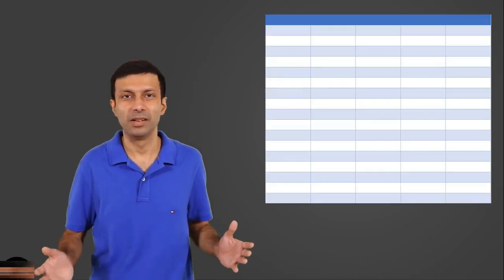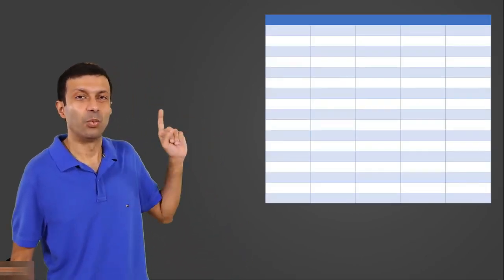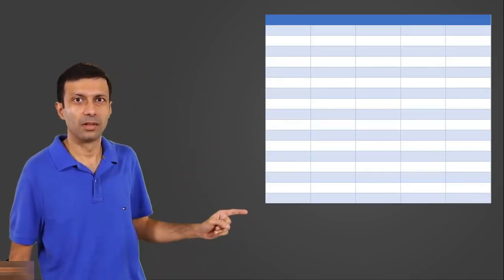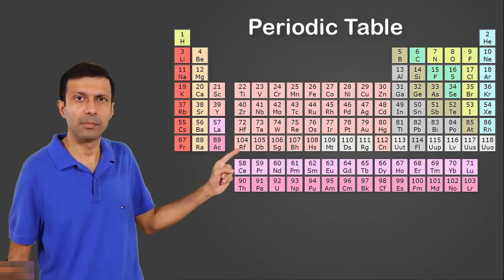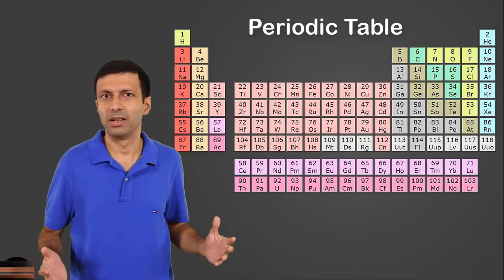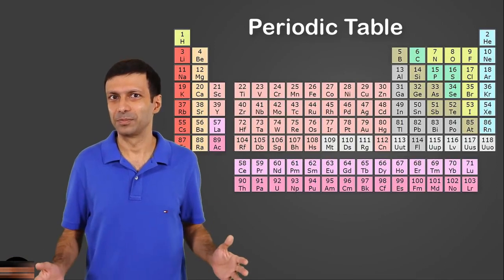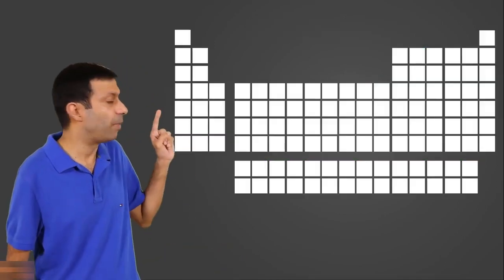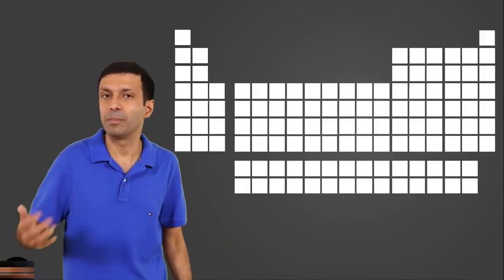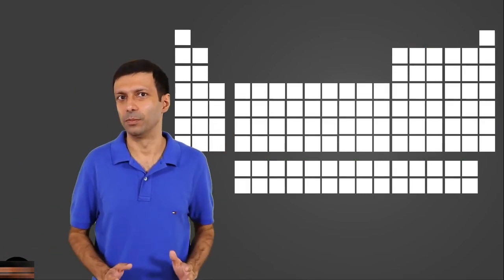Normally when you draw a table, it looks something like this, with rows and columns. But if you take a look at our periodic table, it has a strange shape and we are going to see why. As I said, we'll start with a blank table and we are going to fill it up as we go along in this video.